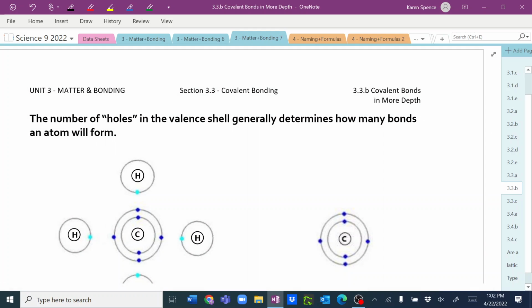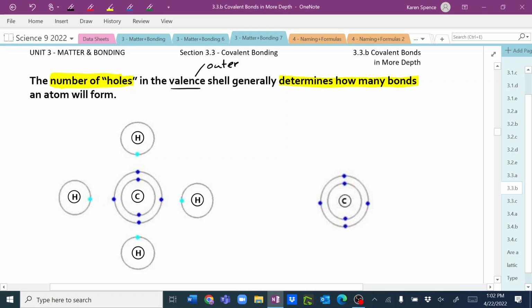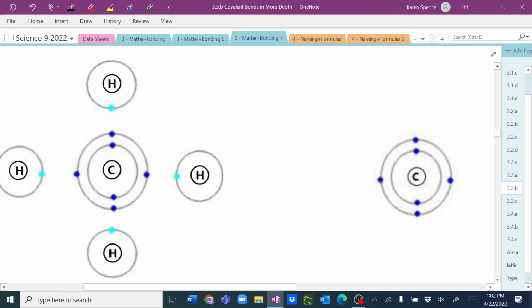So the number of holes in the valence shell. What is valence shell? Outer shell. It generally determines the number of bonds. There are exceptions to this, but we won't learn them this year, okay? So we have carbon. How many holes in the carbon atom in its outer shell? 4. 1, 2, 3, 4.